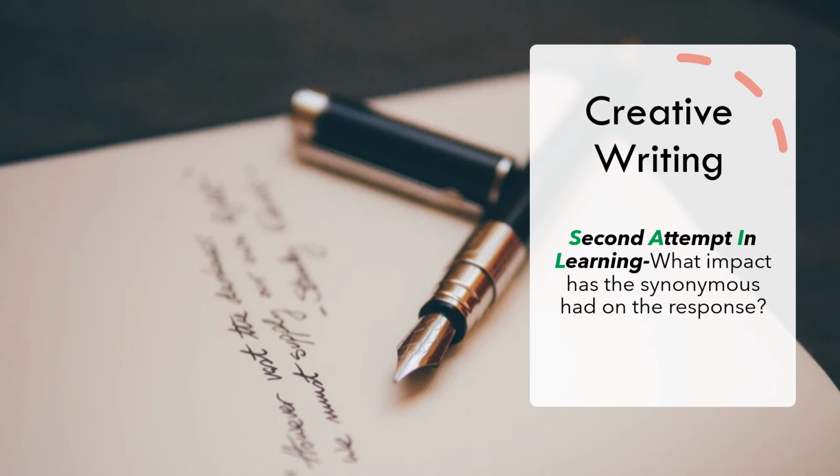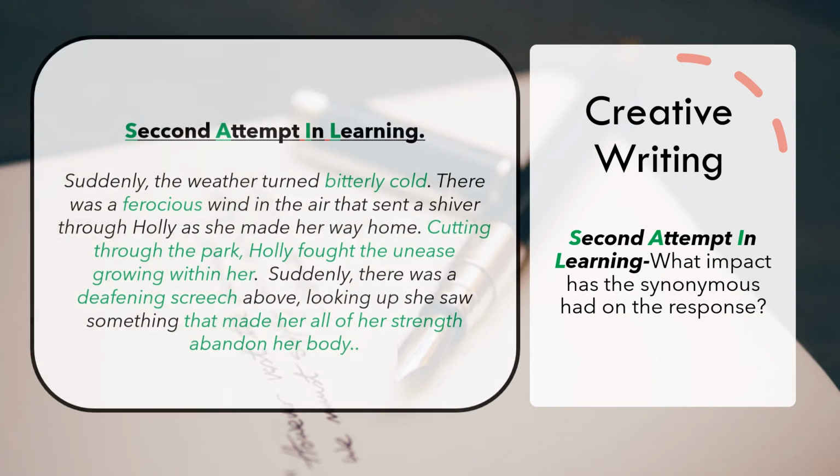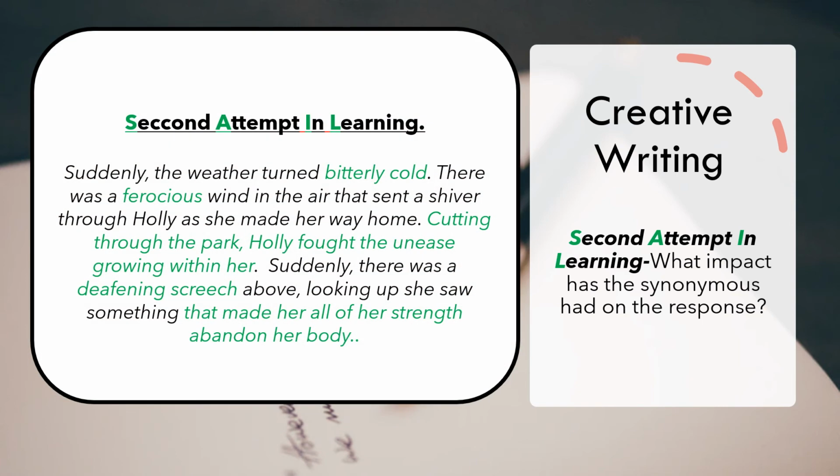The words or sentences that have been coloured in green are where the candidate has made some improvements to their writing. So it says, suddenly the weather turned bitterly cold. There was a ferocious wind in the air that sent a shiver through Holly as she made her way home. Cutting through the park, Holly fought the unease growing within her. Suddenly there was a deafening screech above. Looking up, she saw something that made all of her strength abandon her body.